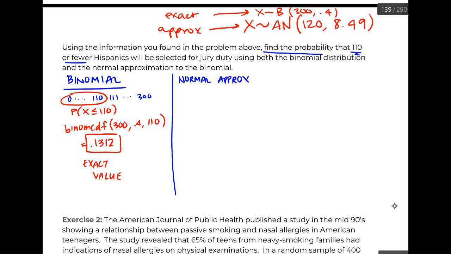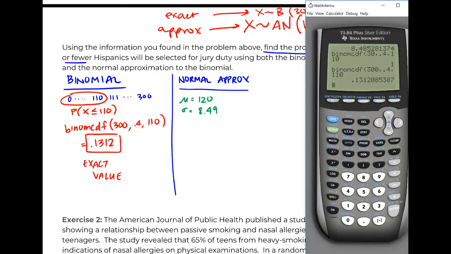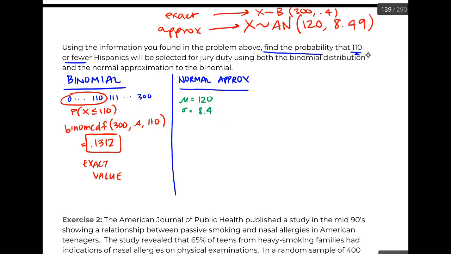Since our n is so large, we can use that mean and standard deviation we found before. We expected 120. I'll use that standard deviation of 8.49, even though it's rounded too much. It's going to bother me. 8.4853. Sorry, it bothers me when things are rounded that much.